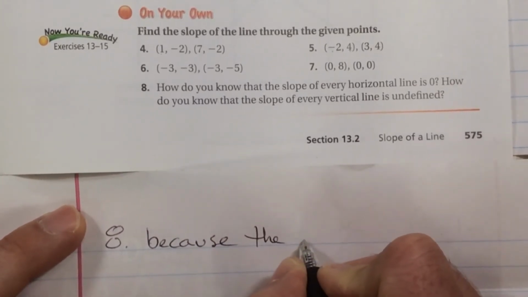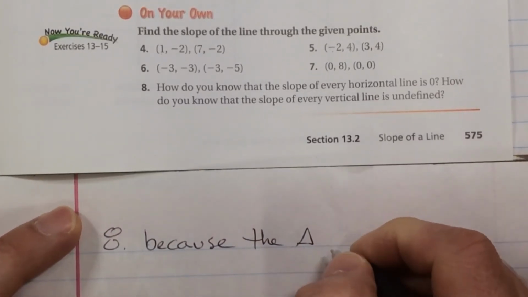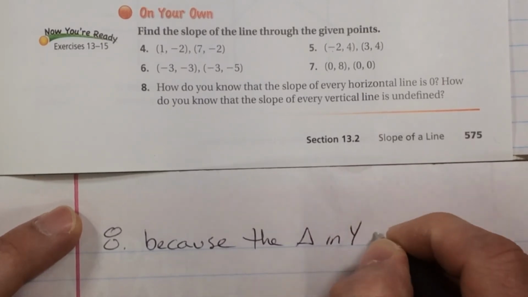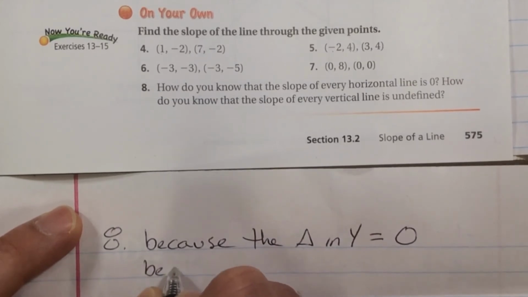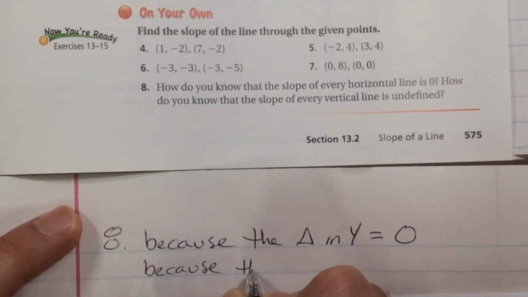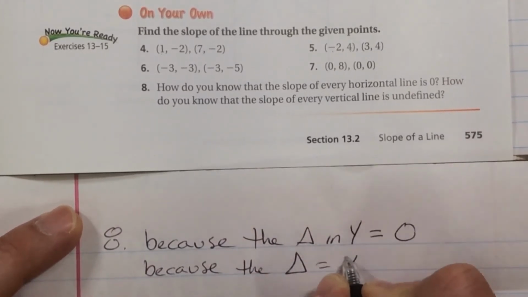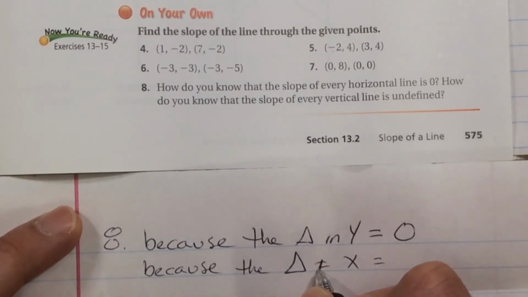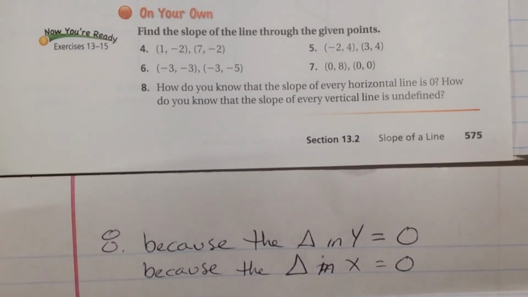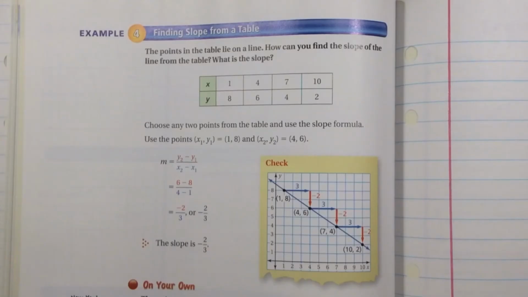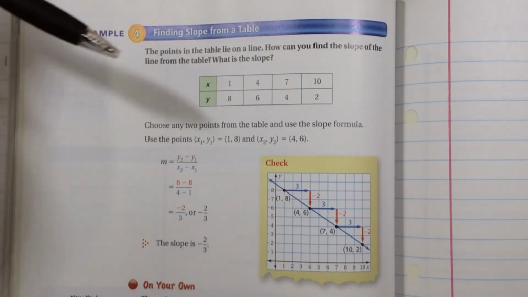So if we were going to write that out, I would write because the change in y is 0 for the first part, and because the change in x is 0 for the second part. Excellent.